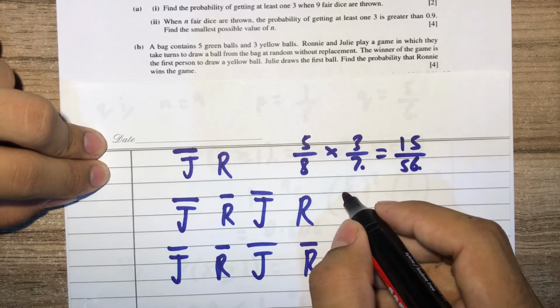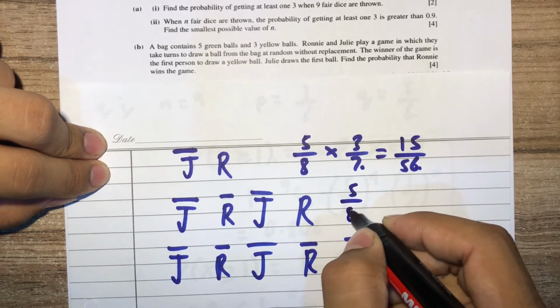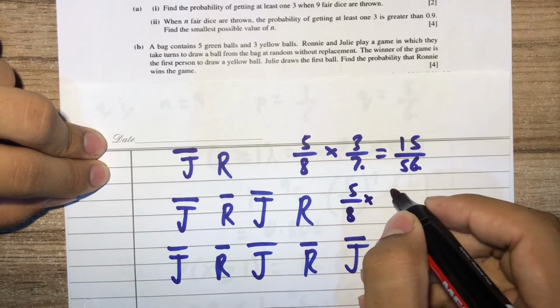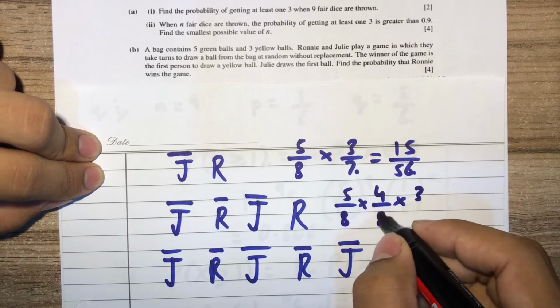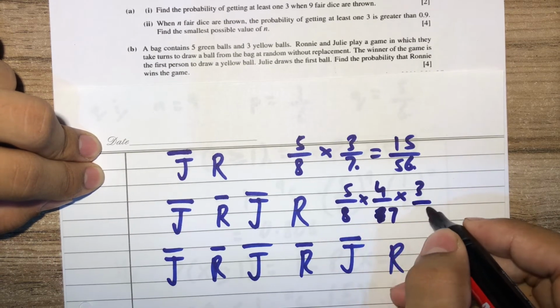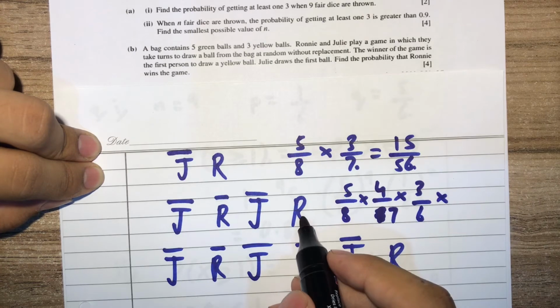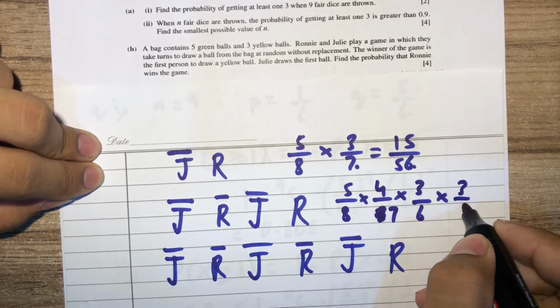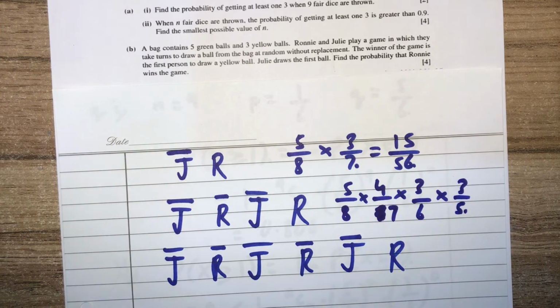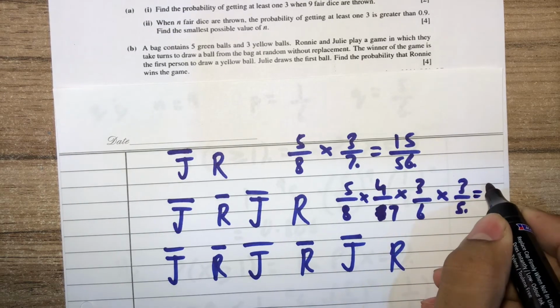In this one, Julie has to draw a green ball out of the 8. Then Ronnie has to draw a green ball. Then Julie has to draw another green ball. Sorry, this will be 4 upon 7. Then 3 upon 6. And then Ronnie has to draw a yellow ball. So 3 upon the remaining 5. This is coming equal to 3 over 28.